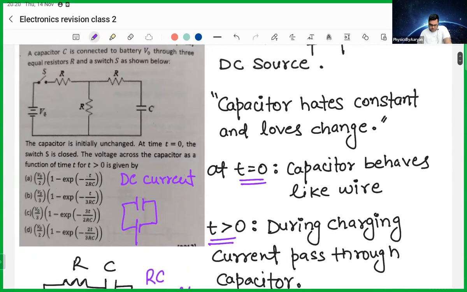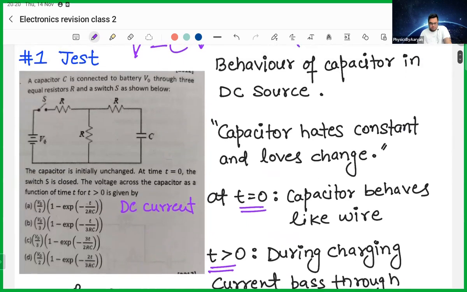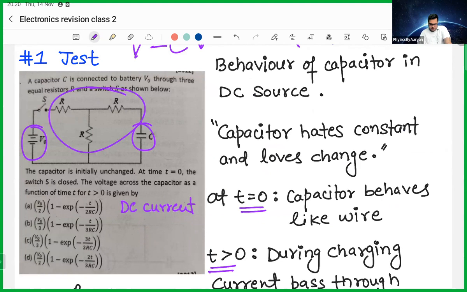Okay. So this was the problem given to me in the JEST examination. The question is simple. They are saying that capacitor C is connected to the battery V naught. Okay, so there is one battery, there is one capacitor, and the circuit has some resistances. So there are 3 resistances.